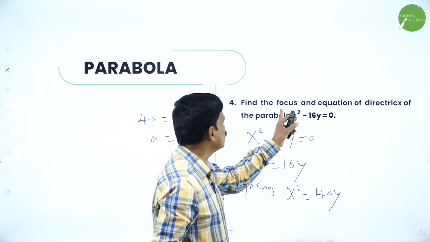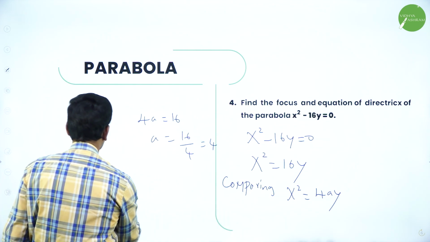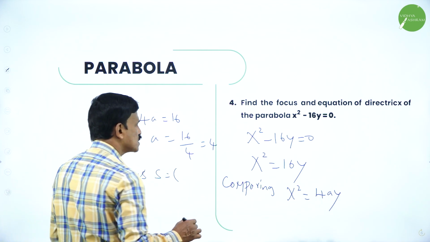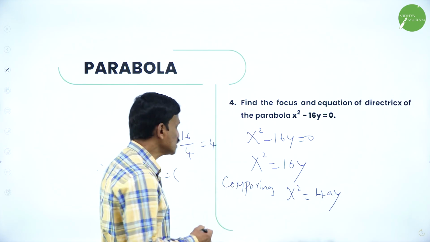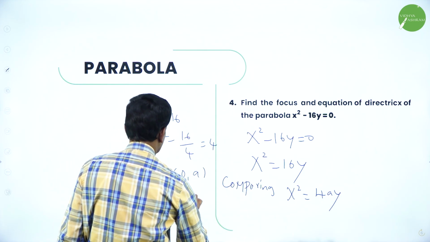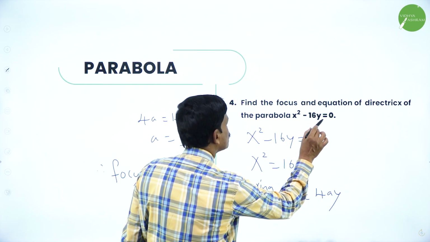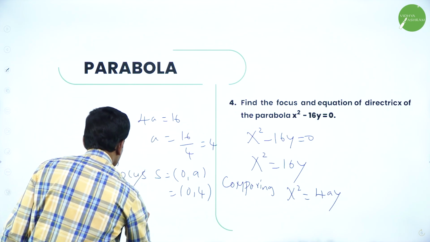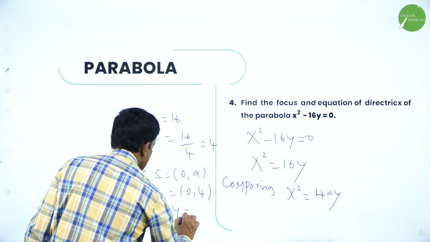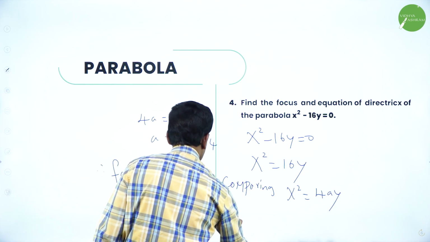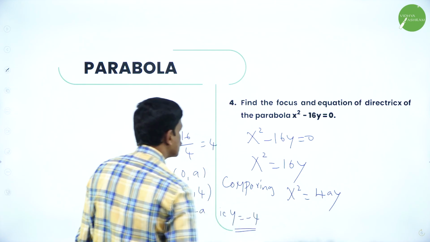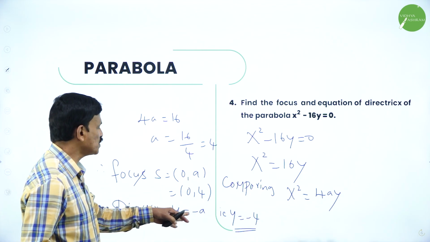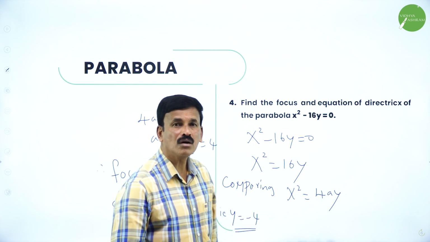Now what is to find? Find the focus and equation of the directrix. So therefore the focus S, for x square is equal to 4ay, the focus is (0, a). That's equal to (0, 4). And again what is to find, the directrix of the parabola? The directrix is y is equal to minus a. So that is y is equal to minus 4. That's it. So here a is equal to 4. Therefore the focus is (0, a), that is (0, 4), and the directrix y is equal to minus a, that's equal to minus 4. That's it. Now move on to the next problem.